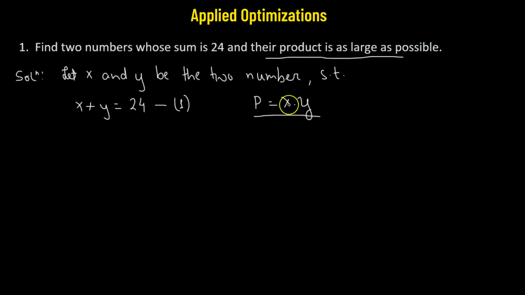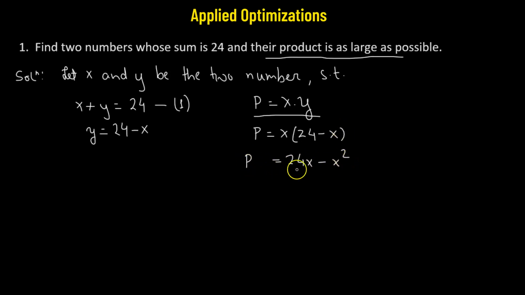Now P is a product of x and y. Clearly there are two variables, so we can say that our product P is a function of two variables x and y. But in order to perform the optimization, we have to convert it to a single variable. That's very simple. We take equation number 1 and isolate y, so y will be 24 minus x. Let's substitute this value back into the product. So P equals x multiplied by 24 minus x, which is 24x minus x squared.